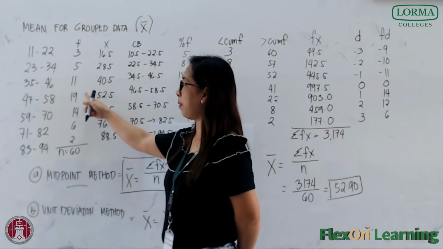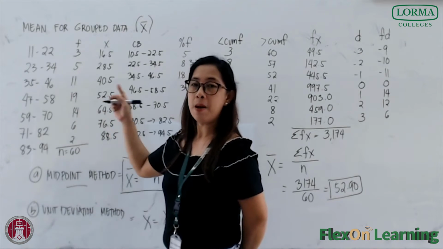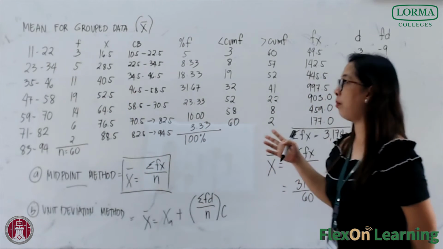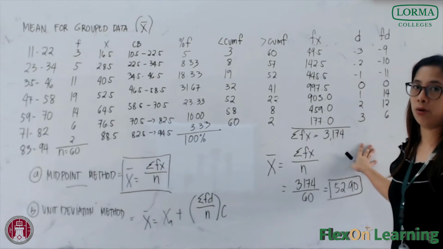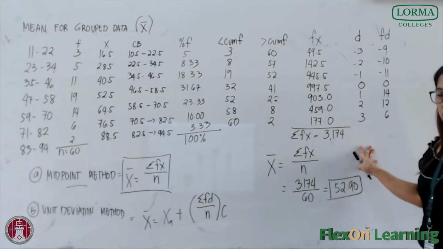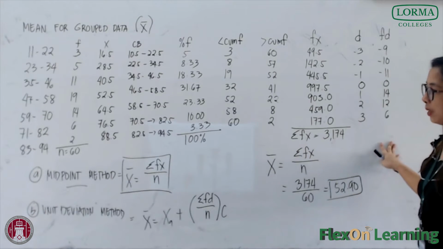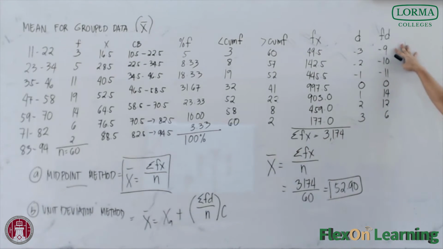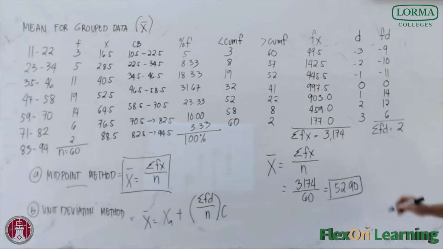Ma'am, what if the frequencies are the same? For example, we have two 19s. You will choose which among the two you will make 0, which one you will treat as the highest among the two. But it is very minimal that they have the same frequency. So, frequency times the unit deviation. Let's get now the summation of the frequency times the unit deviation. We will have an answer of 2, including the negative values.